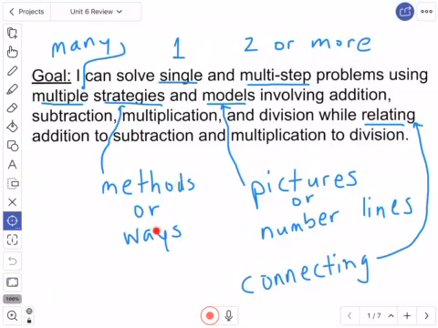Those are like methods or ways, and models. It's like pictures or number lines. So we're going to be using math mountains, comparison bars, equal groups, fast arrays, whatever you need to do, in equations. And it's going to be involving addition, subtraction, multiplication, and division, while relating or connecting addition to subtraction and multiplication to division. And you saw throughout this whole unit, you saw me really making connections between those. That's why the pictures and all the different models really help with that.